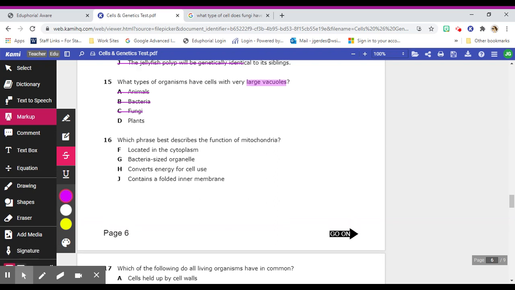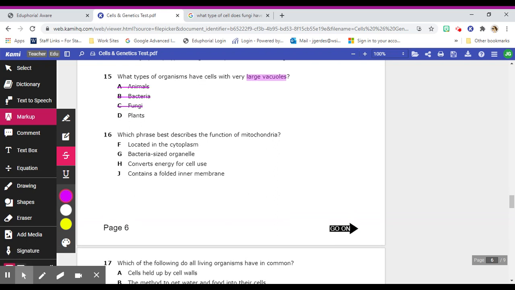And fungi have a different type of cells that we didn't really talk about this year, but they are eukaryotic cells, but theirs looks a little bit different. You'll learn about that in biology.